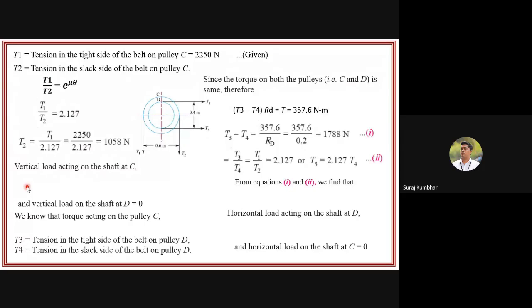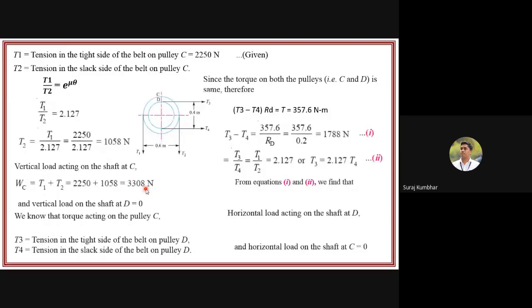Earlier we found out the load coming on the pulley. Yes, how to find out? Yes, exactly, Sachin Panse, it is correct. It is the addition of the tight side and slack side. So the total vertical load WC, that load which is acting on the C pulley, is equal to T1 plus T2. T1 we know is 2250, T2 we know is 1058. So the total load acting on the shaft at C is 3308 Newton. Yes, it is correct, Vaishnavi, Sachin.